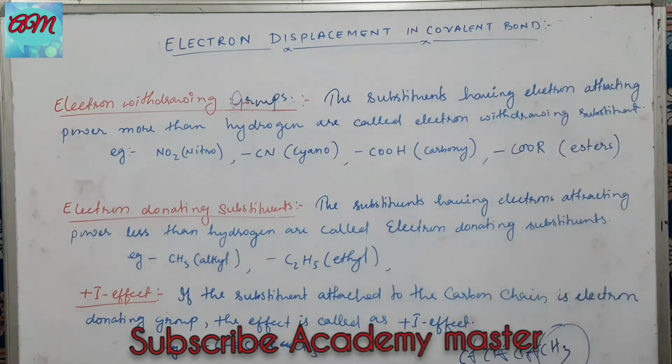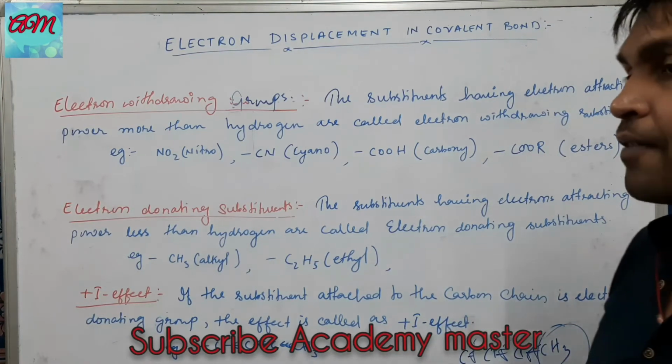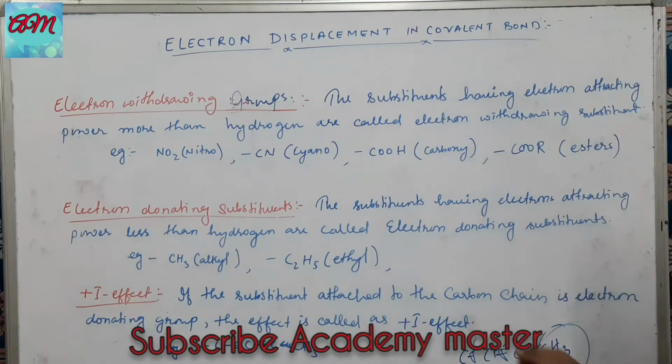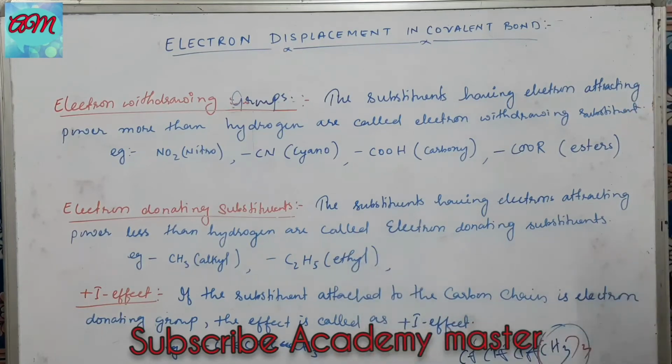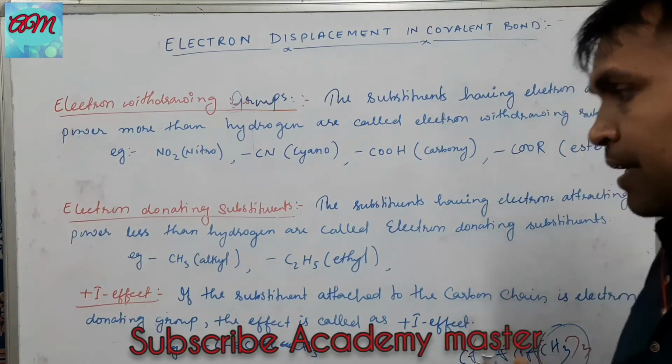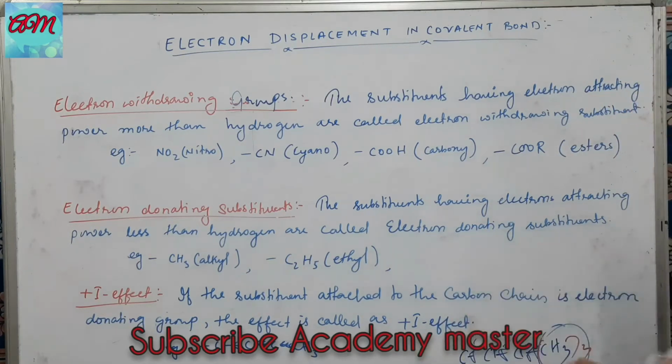This effect is called plus I effect. And dear students, if the number of alkyl groups is more, the plus I effect will be more. If here it is only 1, it will be less. If it is CH3 3 times, the effect will be more; 2 times a little less, 4 times more. So if the number of alkyl groups is more, the plus I effect will be more; if less, the plus I effect will be less. I hope you understood. So take it down. Next we are going to do minus I effect.